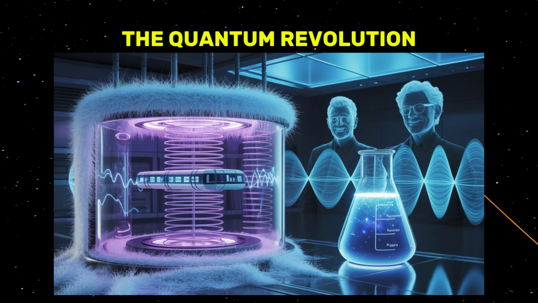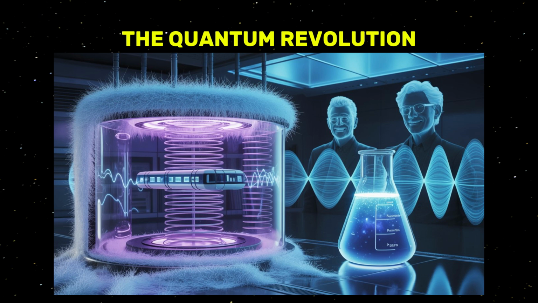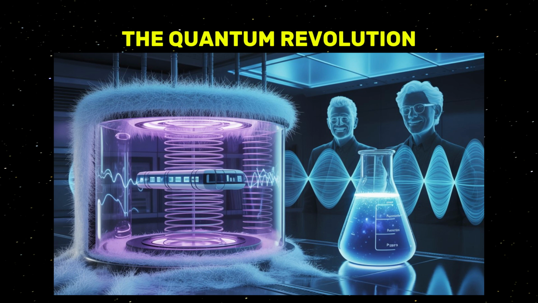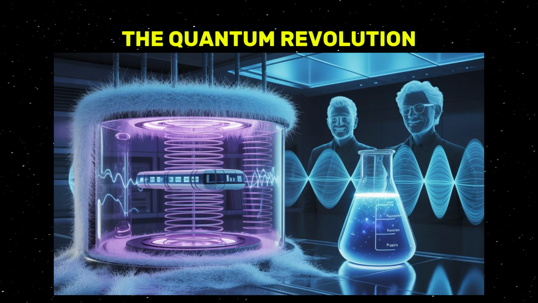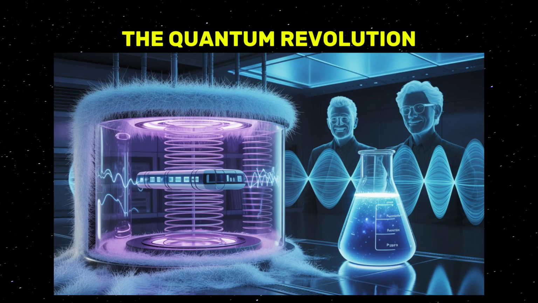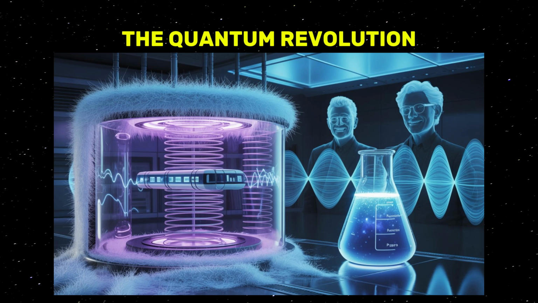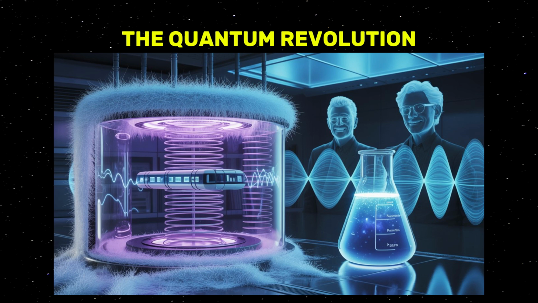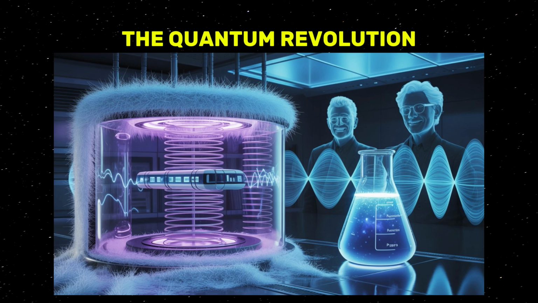This property opens up enormous possibilities for energy-efficient power grids, MRI machines, particle accelerators, and even maglev trains. But what exactly causes this bizarre phenomenon? It wasn't until 1957 that American physicists John Bardeen, Leon Cooper, and Robert Schrieffer proposed the BCS theory to explain superconductivity. They suggested that at ultra-low temperatures, electrons in a superconductor pair up to form Cooper pairs.